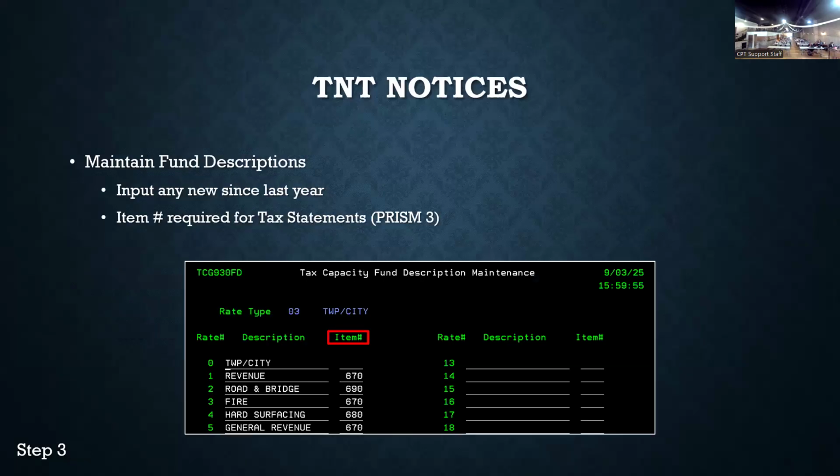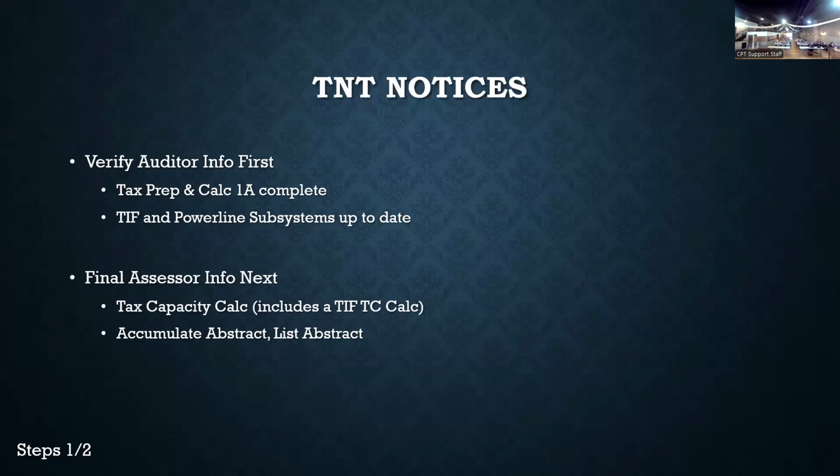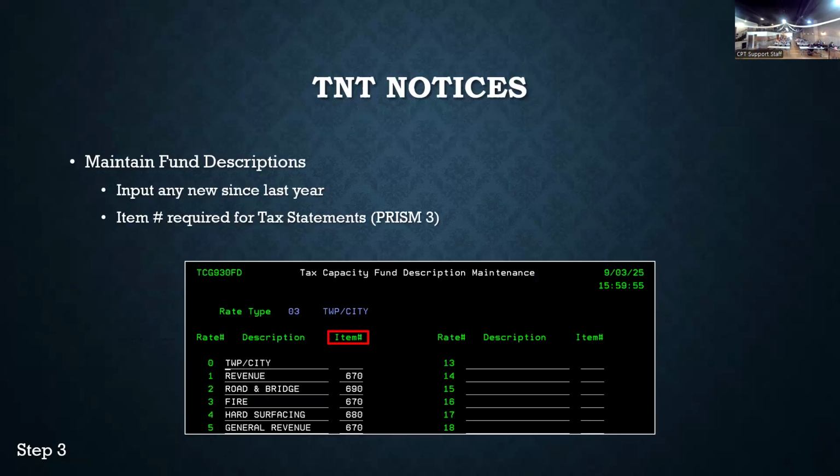Step 3 in the sequence, well, that's steps 1 and 2 of our sequence. Step 3 is maintaining your fund descriptions. Any fund that you want to use, you need to have a description line in here for it. You don't have to put your item numbers in now, but you do have to have them in for Prism 3. So it's not a bad idea to look at them. The reference for that went out last spring. We don't send it out with the T&Ts, but if you need it, reach out and we can get it to you.